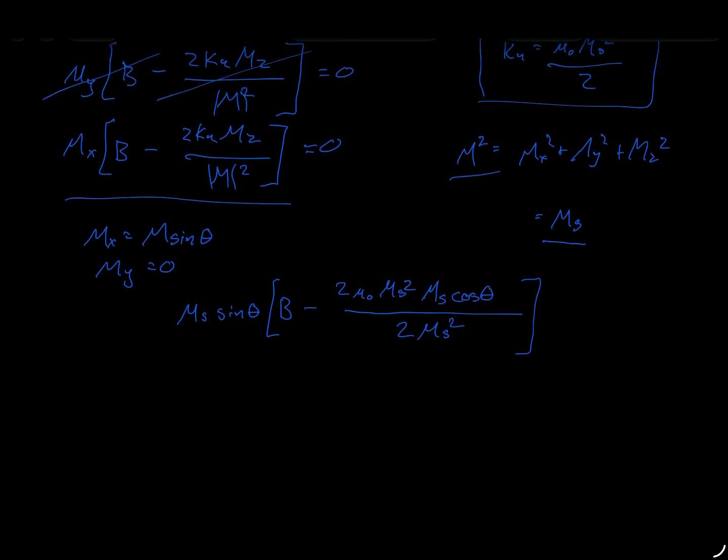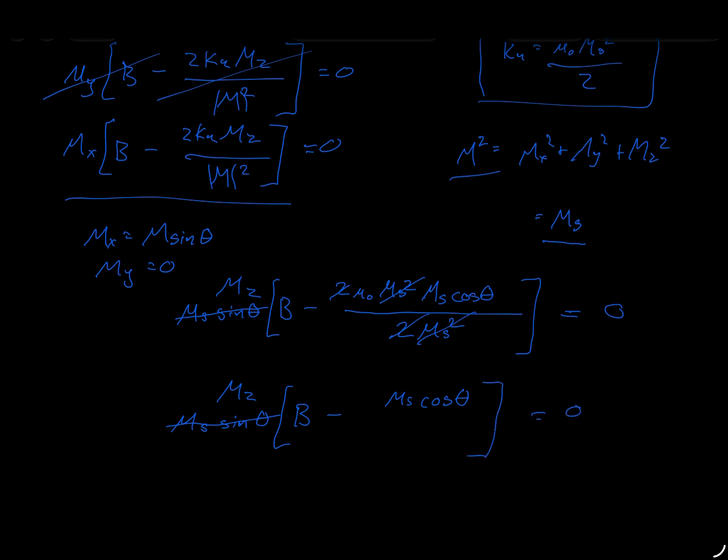So the 2's go away, the ms squareds go away, and so we're left with, and this equals 0. Okay. So we get ms sine theta times b minus. Well, you know what? Instead of doing that substitution, let's put this back to mz just to make it a little bit easier. So this is b minus ms cosine theta. Okay, so now we have something that's a little bit cleaner, and this equals 0.